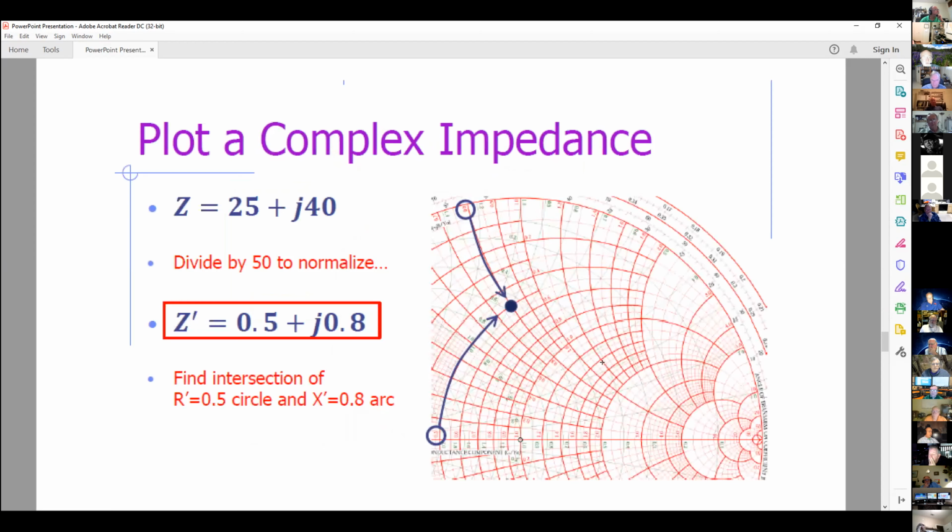So to plot this point, which is a little bit different from the one we started out with, we start out with the Z of 25 plus J40. We divide by 50 to normalize it. So we come up with a half, 25 over 50. And here's our half circle right here, our constant resistance circle going in this direction. And then we have a 0.8 for the inductive reactance. And here's the 0.8 circle. So that value, that blue dot there, is the impedance of 25 plus J40. But since we're doing it in a normalized system, it's 0.5 plus J0.8. So that's what we're doing. We've put that impedance on this graph.